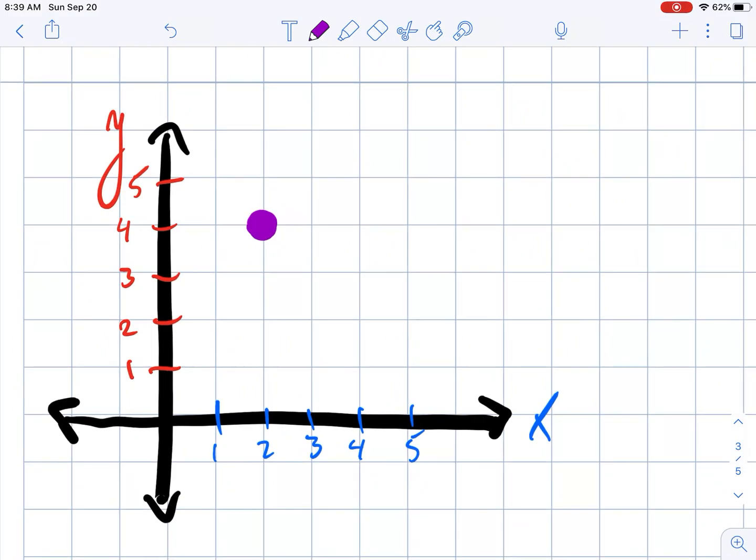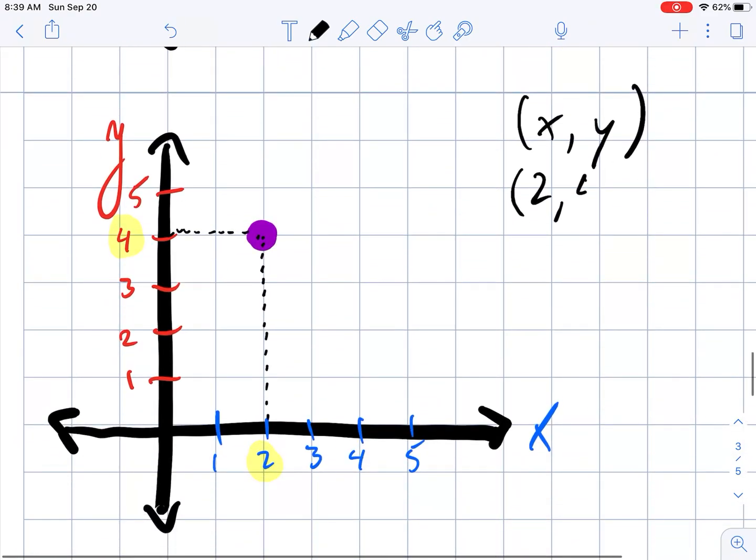So in order to figure out what point this is, remember, we always have open parentheses x, comma, y. And what you do is you start at your point, you go down until you hit the x-axis. There we hit the number 2. So I'm going to put 2. Then you go over until you hit the y-axis. The number's 4. So this point is 2, 4. 2, 4.